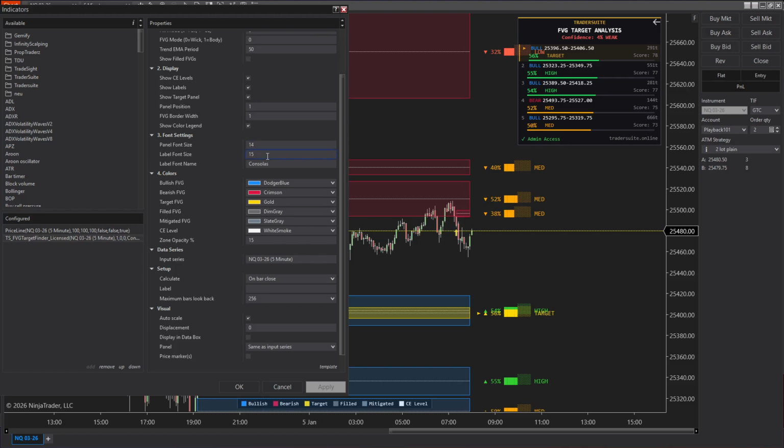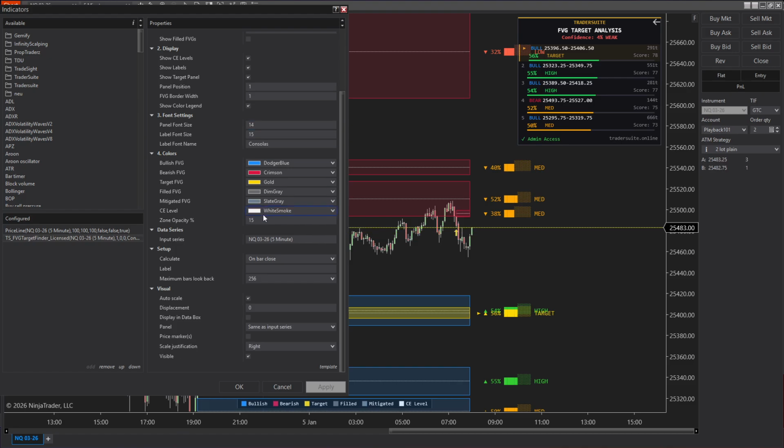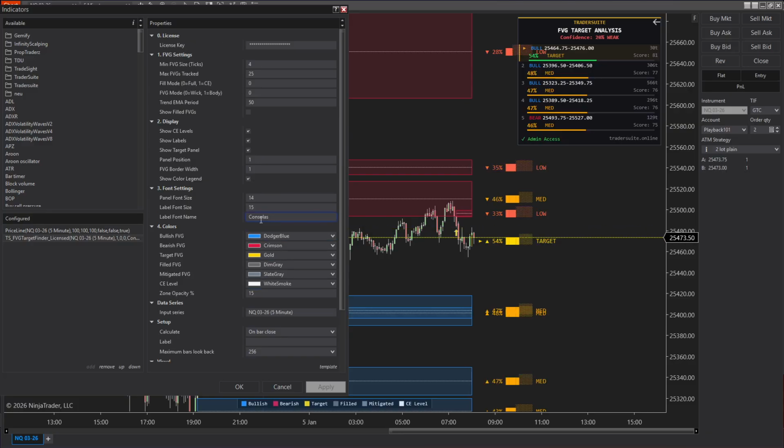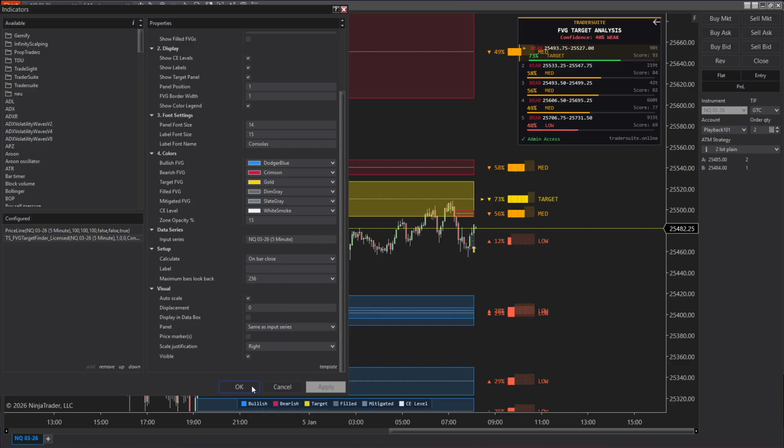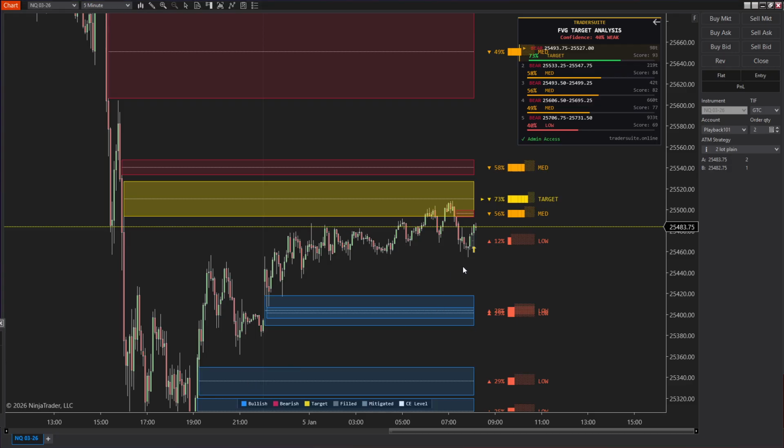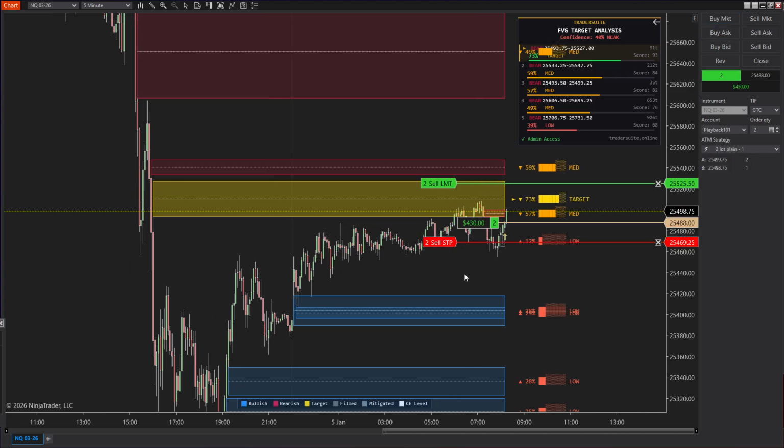And that's the FVG Target Finder version 2.1. To recap, it detects fair value gaps, scores them across 5 factors, gives you fill probabilities, ranks your targets, and tells you which imbalance the market is going for next. All in real time, all rendered beautifully on your chart.